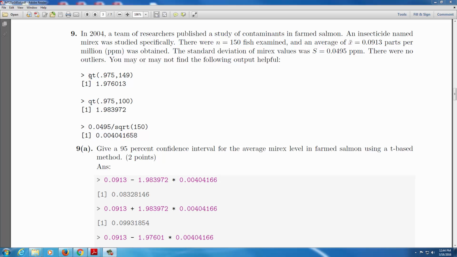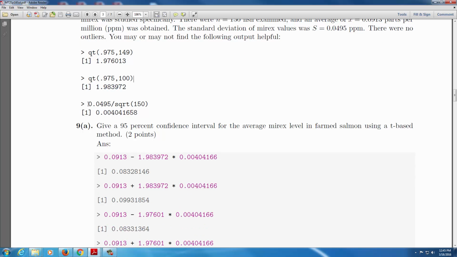I've given you the T multiplier for a 95% confidence interval, 149 degrees of freedom right here if you wanted to use it. If you went through the notes, you might realize that's T multiplier values for confidence intervals. If you use 100 degrees of freedom from the table, you might find that this number is helpful. The value here is S divided by the square root of n. This would save you some computation if you realized what that was.